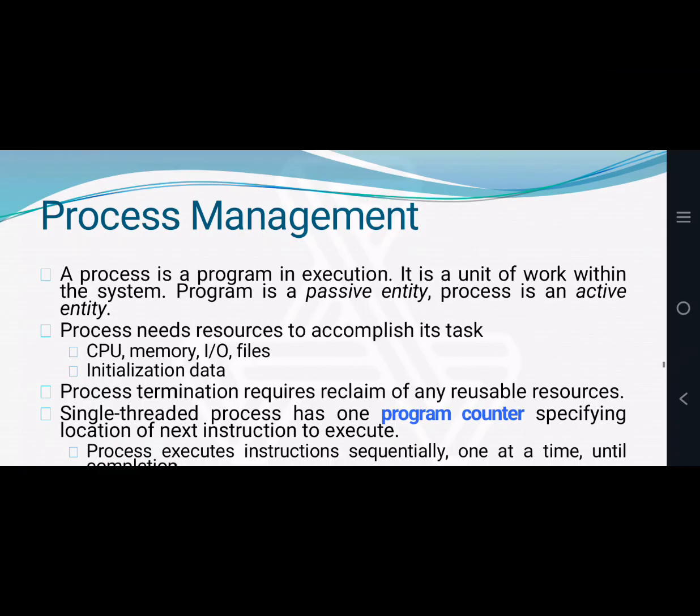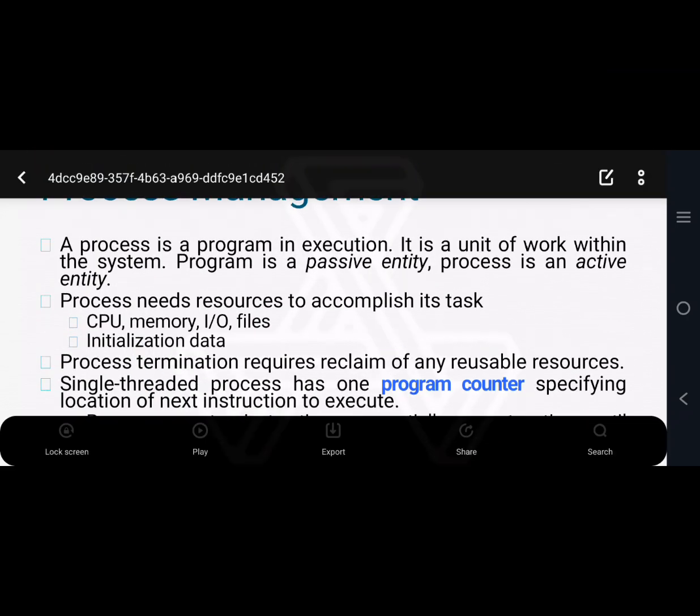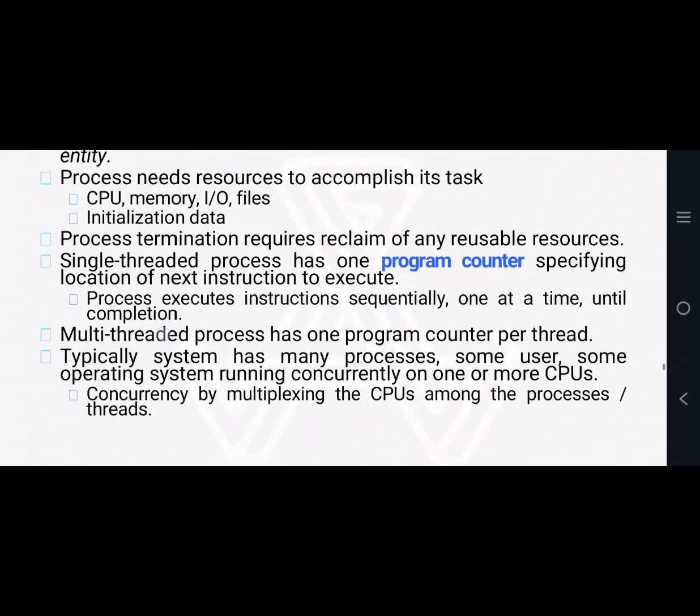Process management. A process is a program in execution. It is a unit of work within the system. A program is a passive entity; a process is an active entity. A process needs resources to accomplish its tasks: CPU, memory, I/O, files, and initialization data. Process termination requires reclaiming any reusable resources.